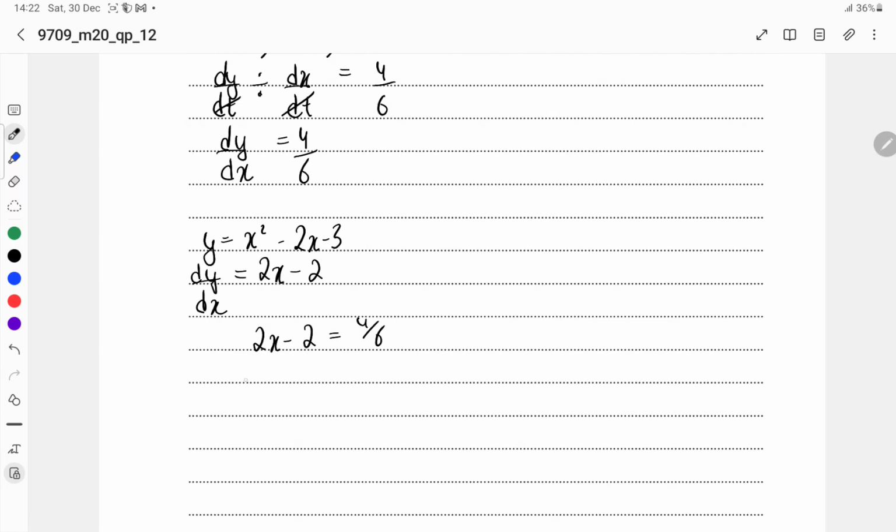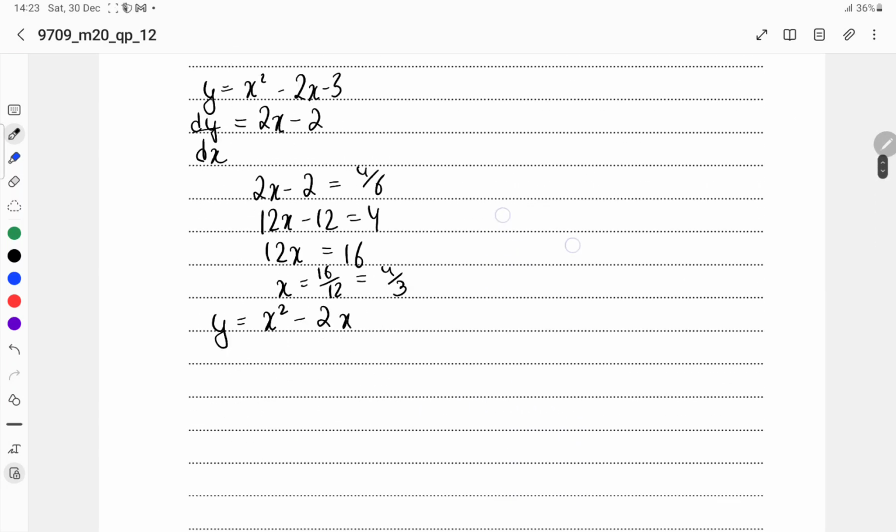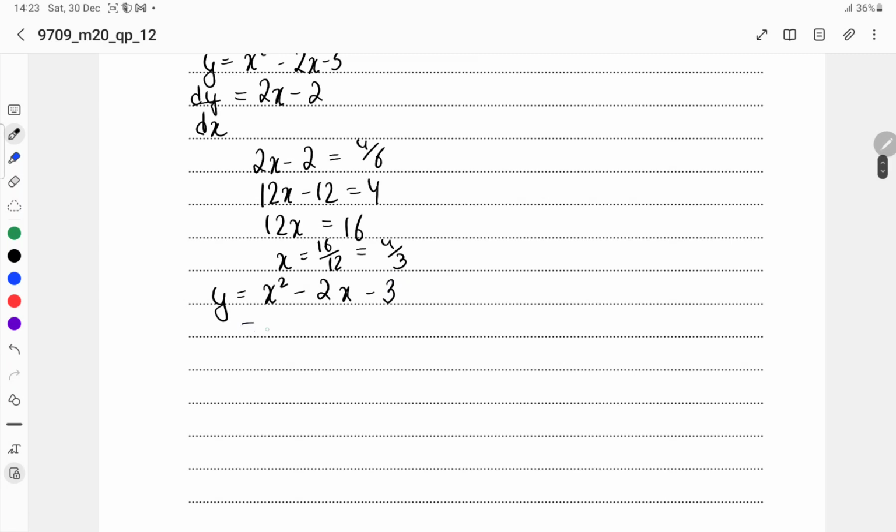So let's multiply the equation by 6, then we are going to get 12x minus 12 equals 4. So 12x is going to be 12 plus 4, which is 16, and x is going to be 16 over 12. When this is simplified, 4 fours are 16 and 4 threes are 12. So the x coordinate is going to be 4 by 3, and from this x coordinate we can find y. We know y is equal to x square minus 2x minus 3. So we can put the value of x over here: 4 over 3 whole square minus 2 into 4 over 3 minus 3.